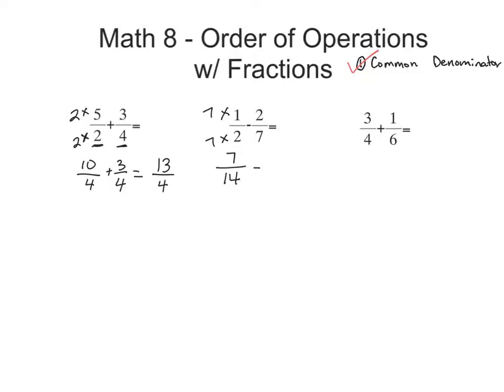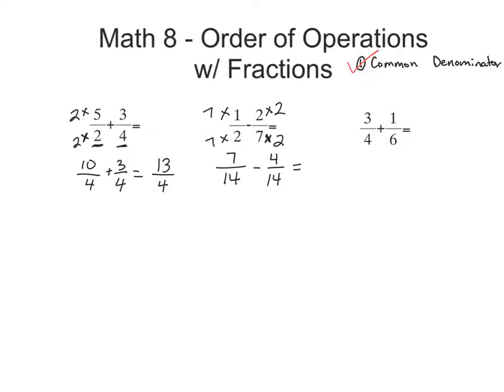Now we have to change the second fraction as well. What do we multiply 7 by to equal 14? Well, we multiply it by 2. What you do to the bottom, you have to do to the top. 2 times 2 is 4. 7 times 2 is 14.